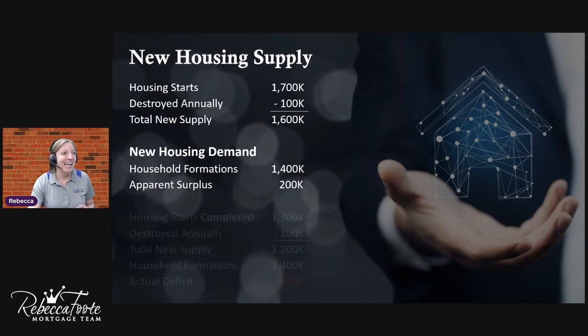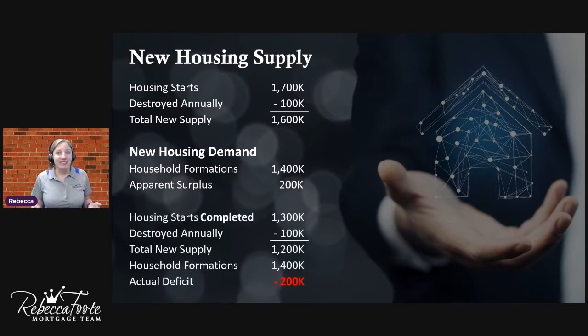Not quite. You have to remember housing starts is a shovel in the ground, and you can't live in that, right? So what we really want to look at is housing completions. Now, due to recent supply chain issues, the chip issues, labor shortages, housing completions are actually about 1.3 million per year. Don't forget, take out that 100,000 for destroyed homes annually. Our new supply is 1.2 million, but we have households forming at 1.4 million. That means we're actually in a deficit of 200,000 homes. So supply is actually getting worse, not better.